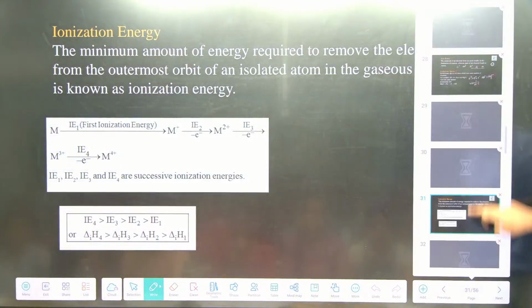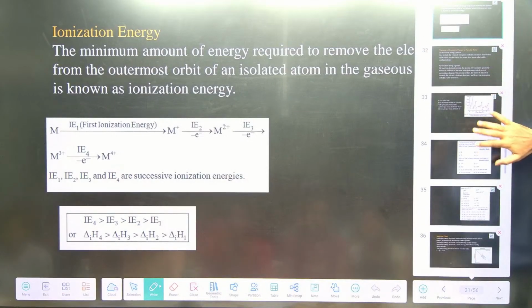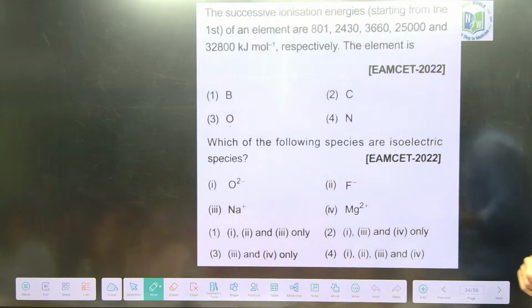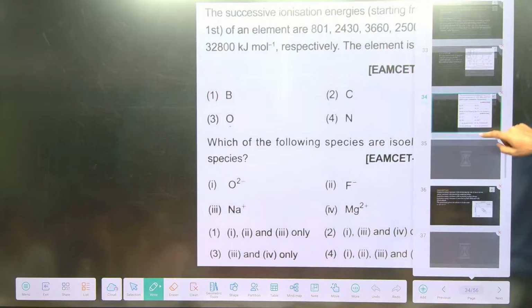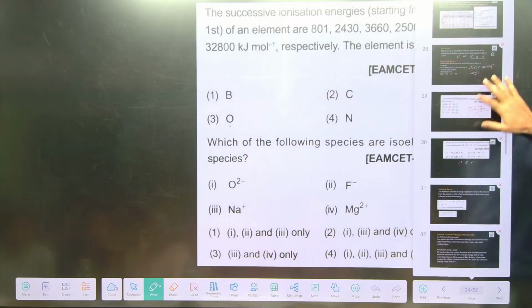Next one is ionization energy. Okay, before that, you tell me this one. Which of the following are isoelectronic species? Isoelectronic means what? All of them? Yes. Okay. Next, we'll solve a few more questions.